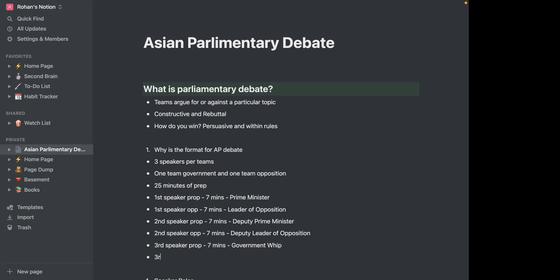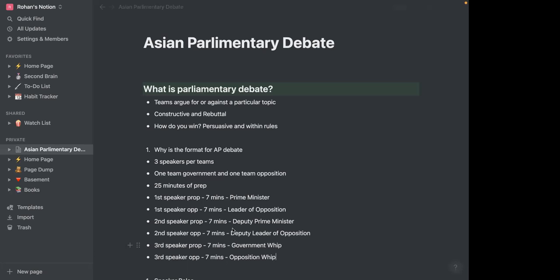After which we have the third speaker opposition, again a 7-minute speech, and this person is known as the opposition whip. The opposition whip is the third speaker for the opposition side, and does all of the things I already talked about: not being able to provide unique constructors, only rebuilding the team's case and the arguments that have already been presented, and rebutting whatever the other team has said. The major job revolves around rebuttal.